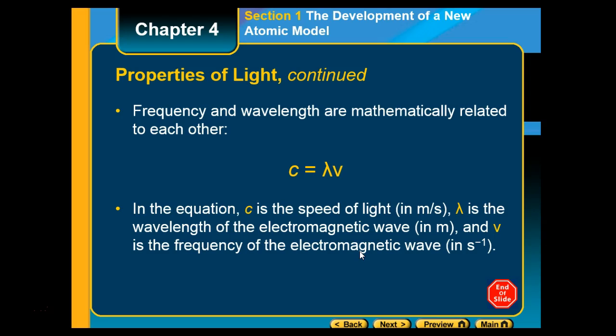If you have c, which stands for the speed of light, it is equal to the wavelength of that light times the frequency that it reaches or passes over through a given point. So c is the speed of light in meters per second. Wavelength would be in meters. We have to have all units matching. And then v is the frequency of the electromagnetic wave in seconds.